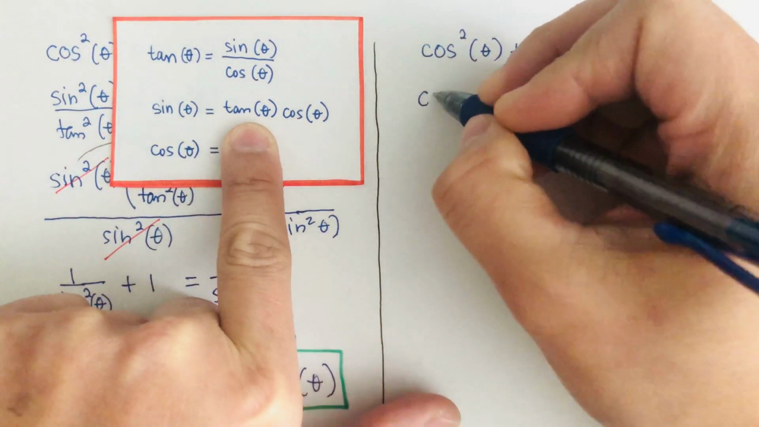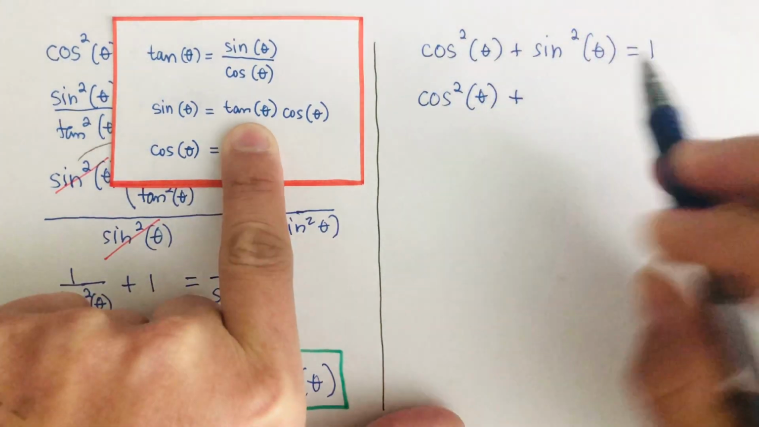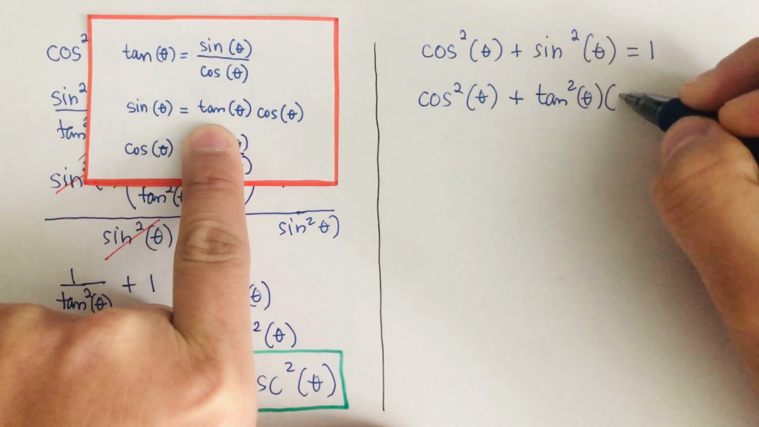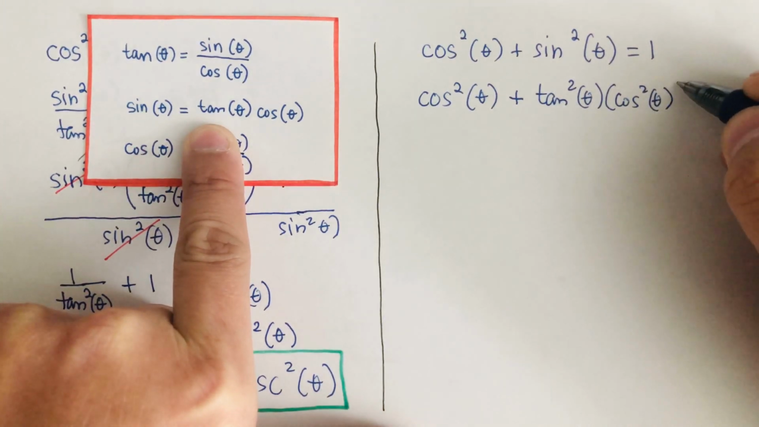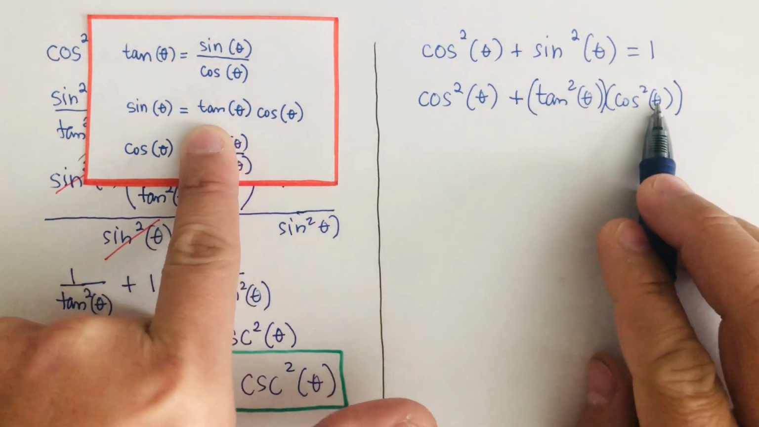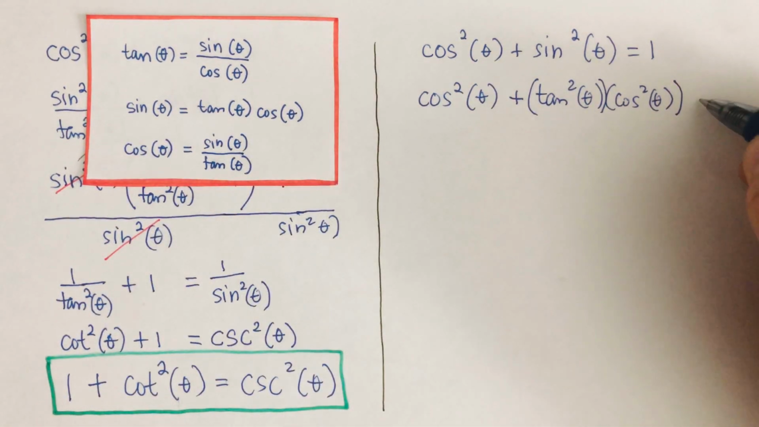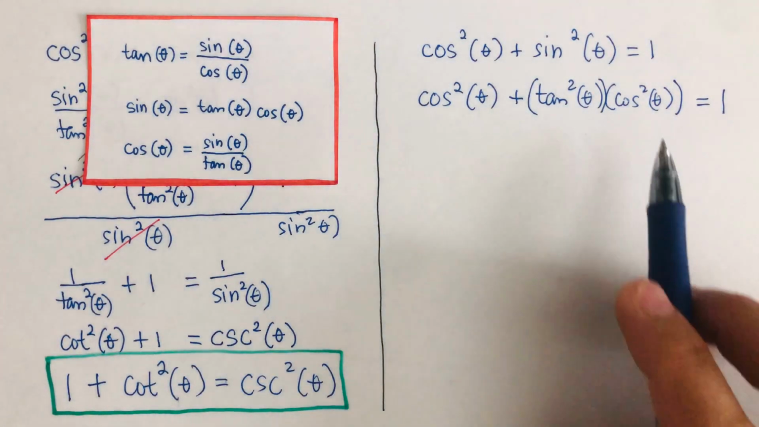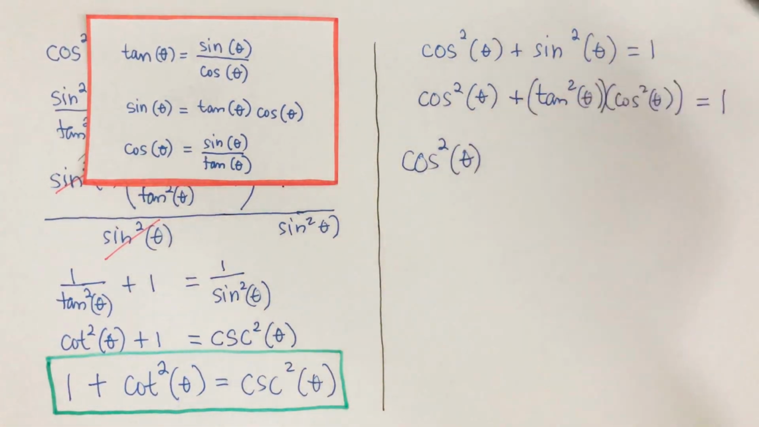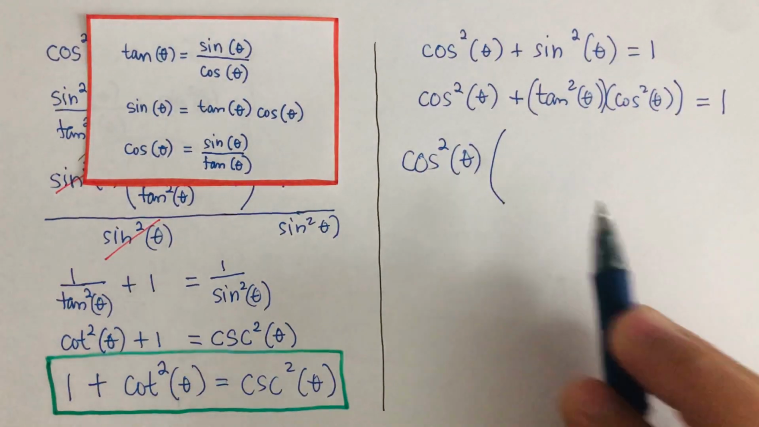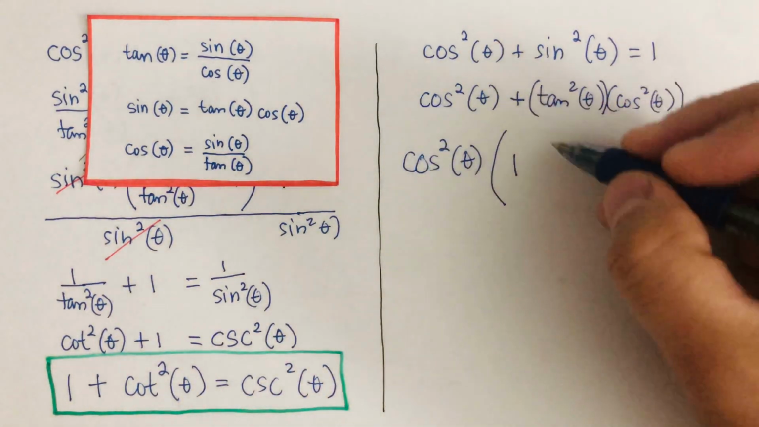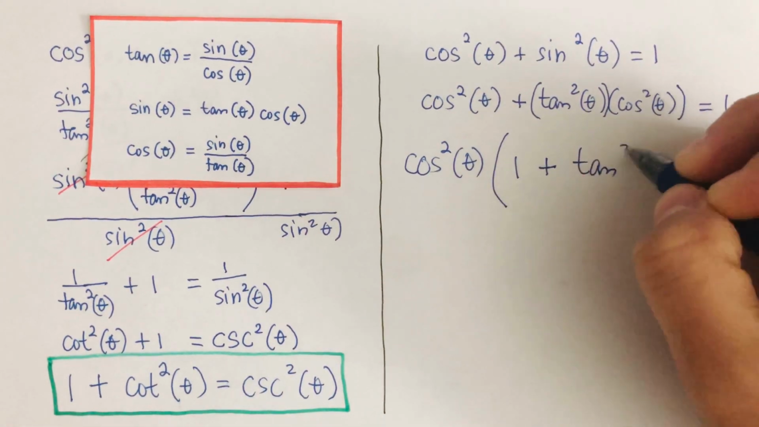So we can rewrite this as cosine squared of theta plus this sine squared, which is tangent squared theta times cosine squared theta, is equal to 1. I just multiplied these two together. Then we can go ahead and factor out. The common factor here is cosine squared. So I factor out the cosine squared of theta, and then we use the distributive property backwards.